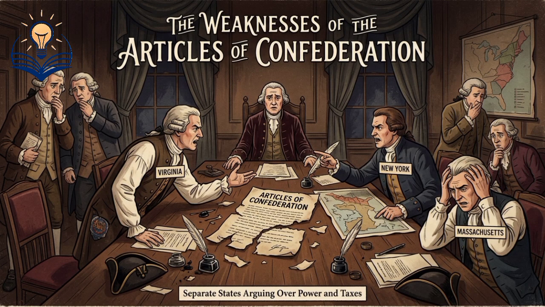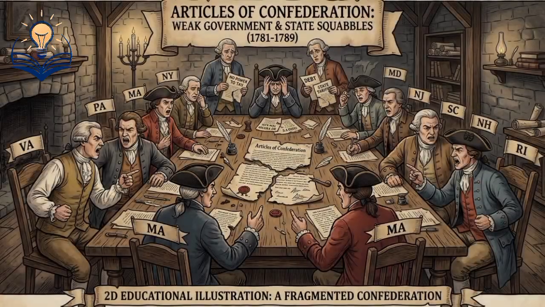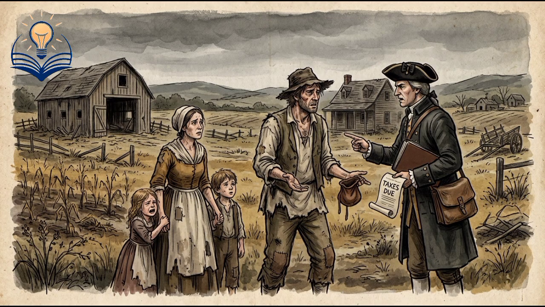After winning independence from Britain in 1783, the United States faced a major problem. The country had freedom, but it did not have a strong government. At first, America was governed by a system called the Articles of Confederation. This system gave most power to individual states and very little power to the national government. Congress could not collect taxes. Congress could not create a strong army, and states often argued with each other. The government was weak, unstable, and close to collapse.